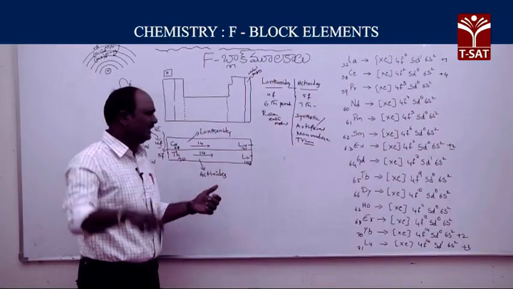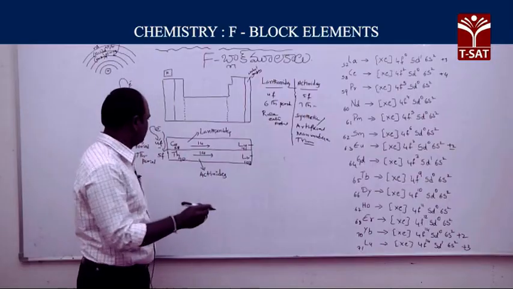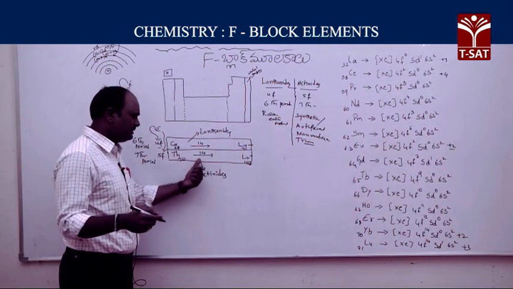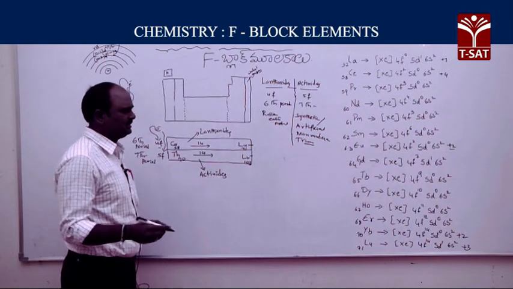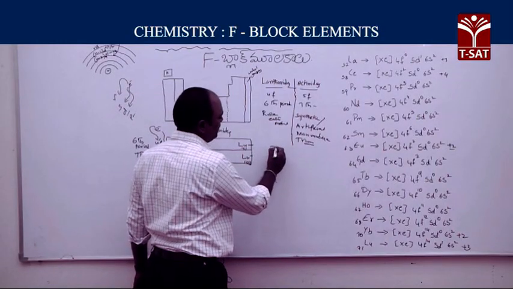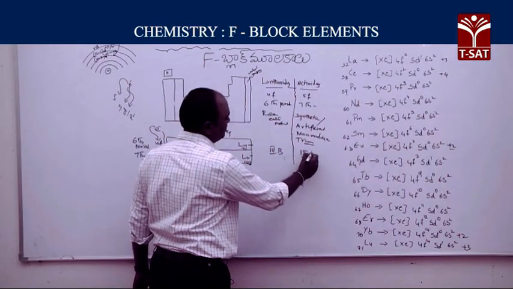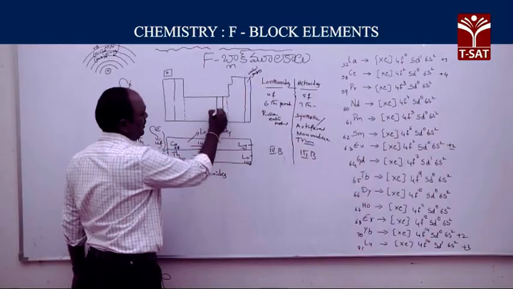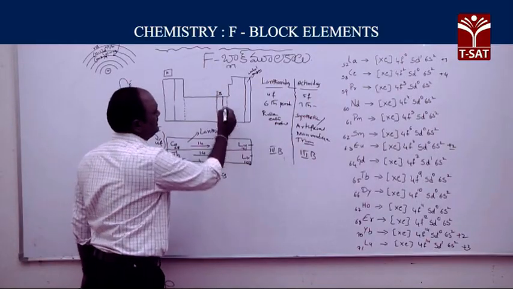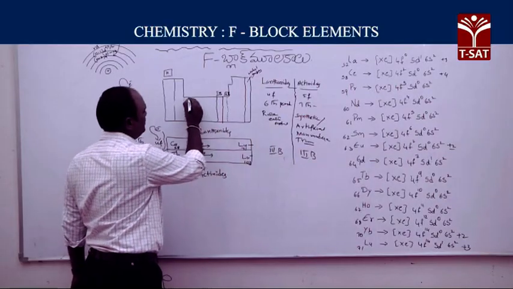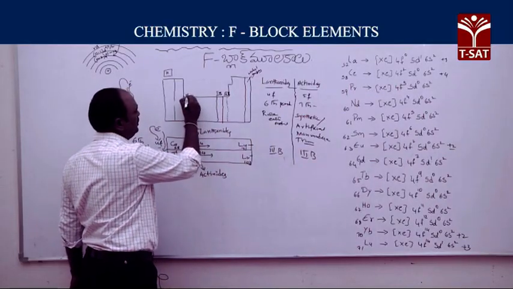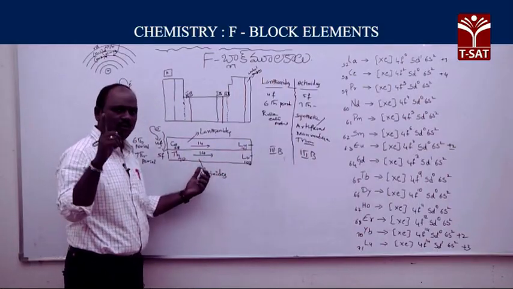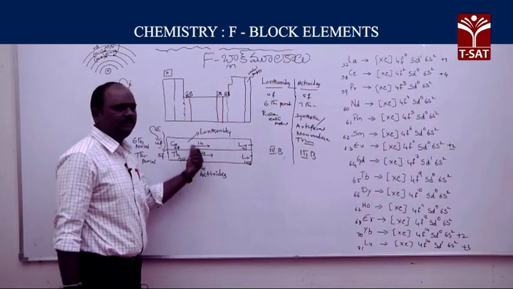Sometimes in medical examinations, they ask the question: what is the group number of the lanthanides and what is the group number of the actinides? Here, observe, group number 3rd B. In the main body, first B group elements are here, second B group elements are here, third B group elements are here. The lanthanides and actinides both are present only in the same group, that is the 3rd B group only.